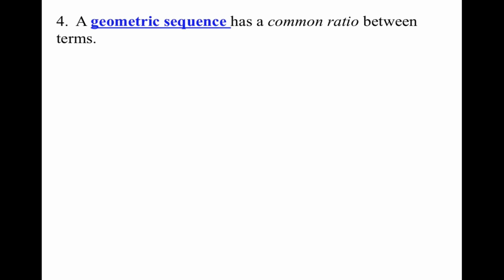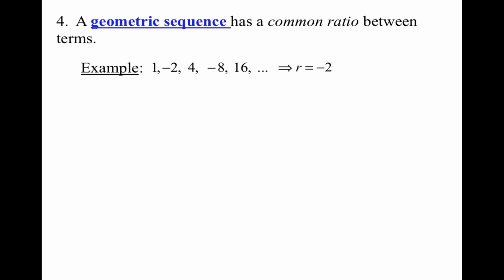Now, the fourth type of sequence is a geometric sequence, and this has what we call a common ratio between the terms. For example, if we look at the sequence 1, -2, 4, -8, 16, you'll notice that they're not increasing by the same amount each time, but instead, if I multiply or divide, I get what's called the common ratio. In this case, the common ratio is -2.